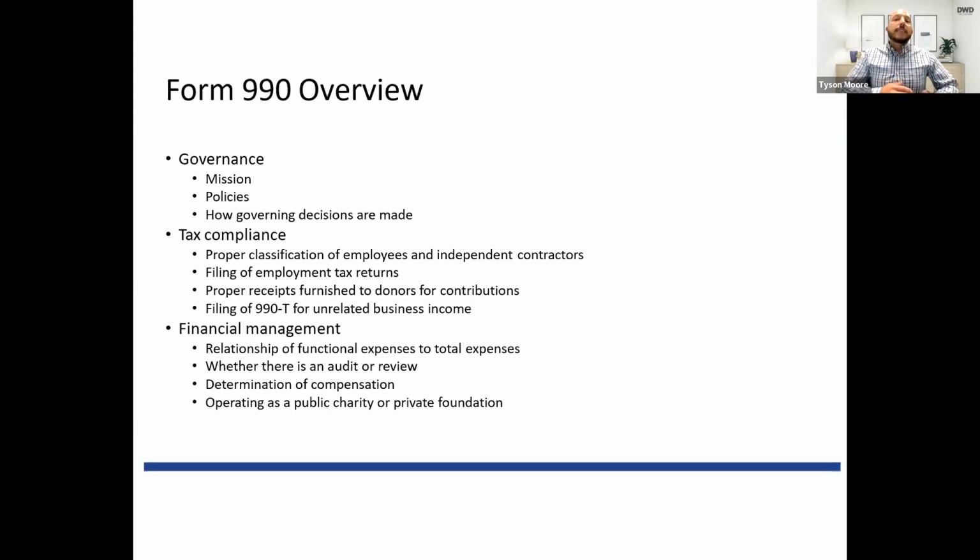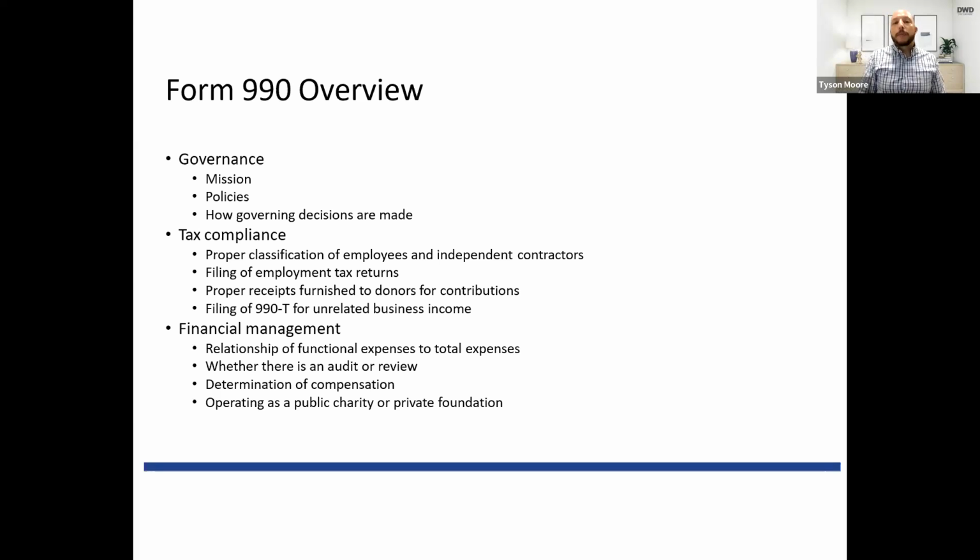So as you can see, a 990 is not a tax return like a for-profit has to file. Yes, there's some financial information that's reported, but really it's kind of divided into three sections. You have your governance, your tax compliance, and your financial management. It asks a lot about your mission, your policies, and how governing decisions are made, but then it also goes into making sure that you file the proper tax returns and also asks questions about financial management. We're not only reporting revenues and expenses in your balance sheet items here, but we're going one step further and we're reporting them by function. So as you can see, a 990 provides a lot of information about an organization.